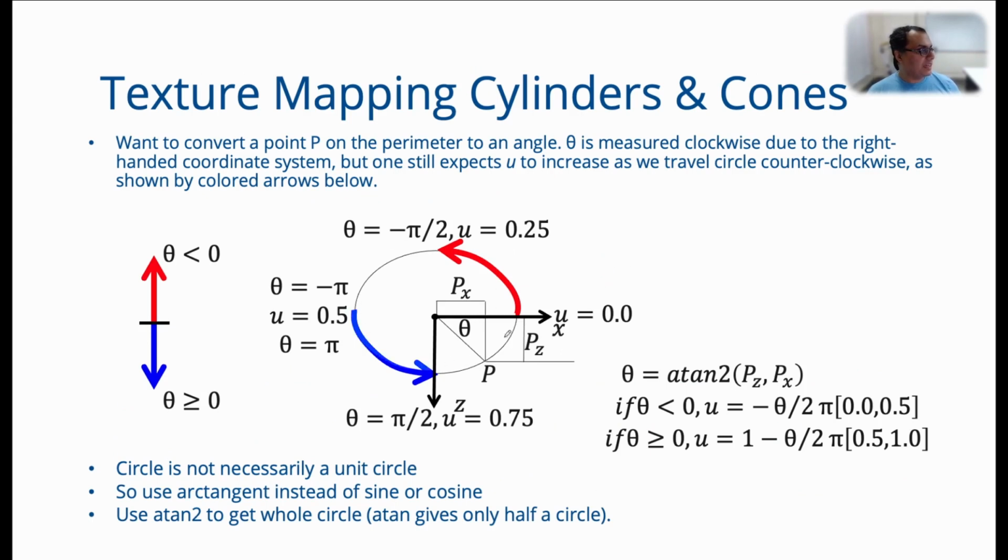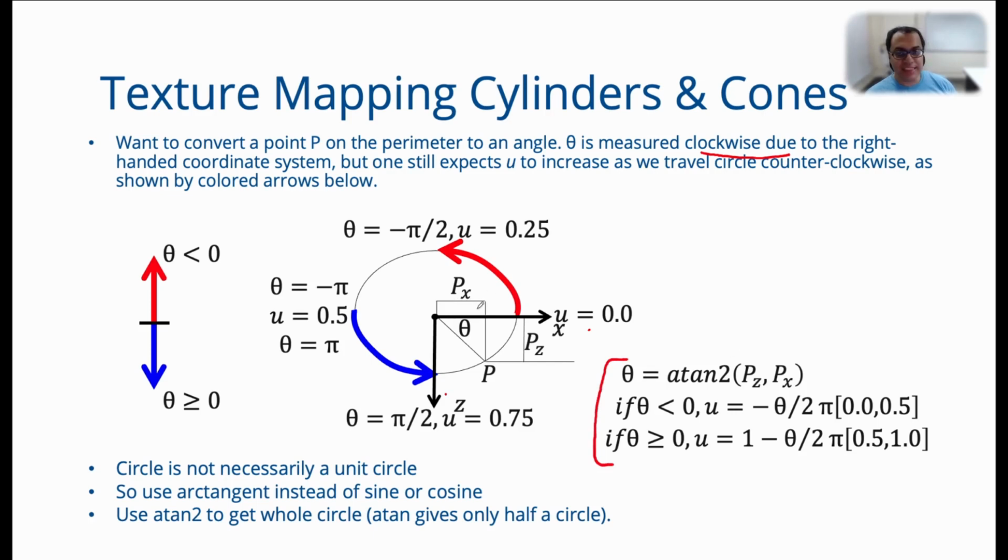So if this is the circle, that is the section of a cylinder or a cone. So we can say that theta was 0 here, theta is pi by 2 here, theta is pi here. We have theta less than 0 covers that part of the circle, theta greater than or equal to 0 covers this part of the circle, and the mapping for U is computed as follows.